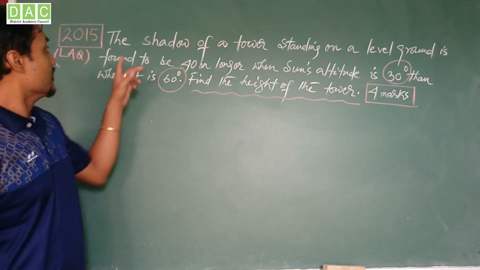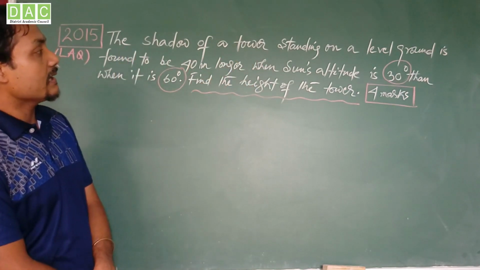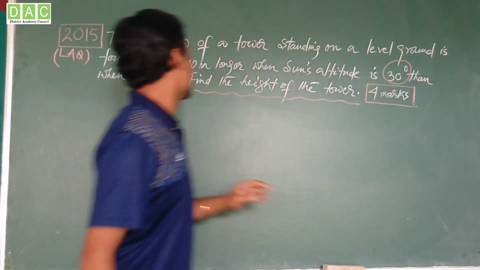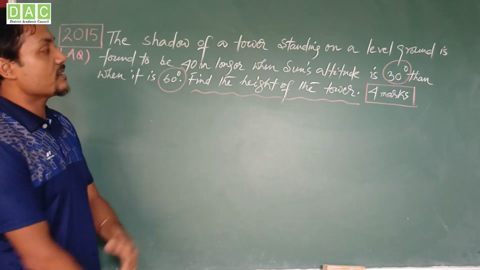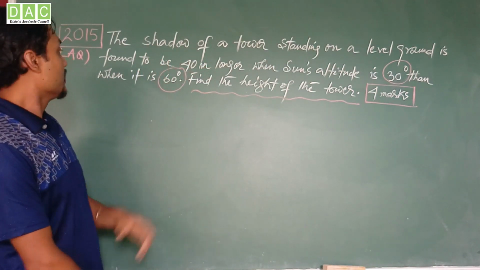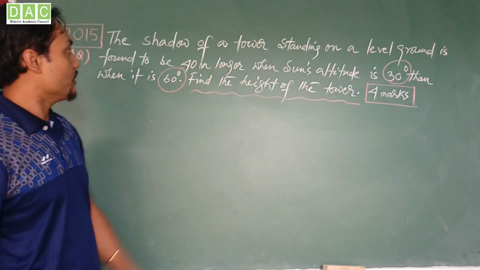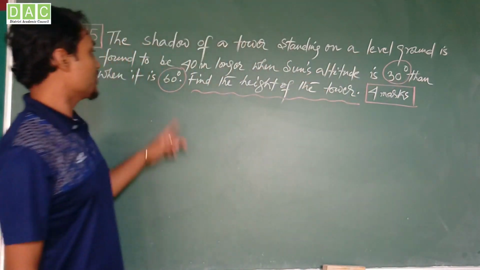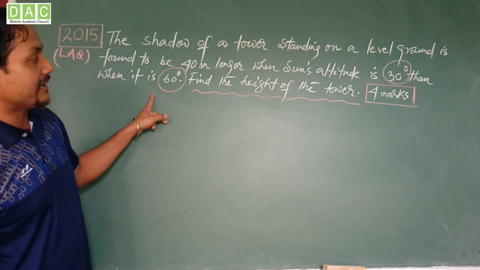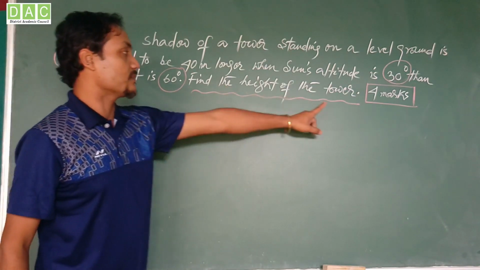Here the question is: the shadow of a tower standing on a level ground is found to be 40 meters longer when the sun's altitude is 30 degrees than when it is 60 degrees. Find the height of the tower. Here you see that in this question 30 degrees and 60 degrees are already highlighted, and the important part is to find the height of the tower.